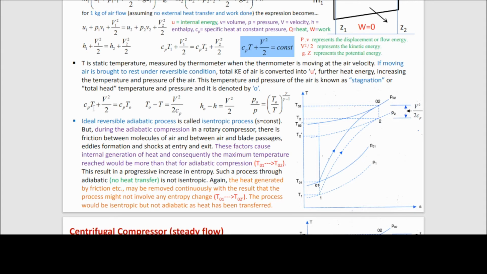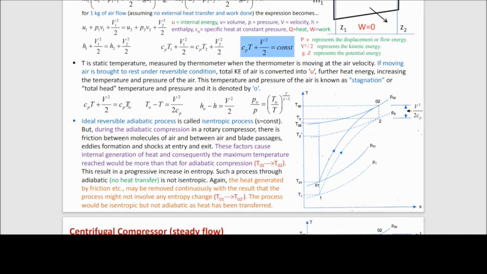That's what we understood from this paragraph. This CpT plus V square by 2 is equal to CpT0. This V square by 2 will be converted to this CpT. This kinetic energy is converted, or it will increase the temperature, which is called the total head temperature, and the pressure also will get increased. If I convert this velocity into temperature, the temperature will increase. That is actually denoted by T0.